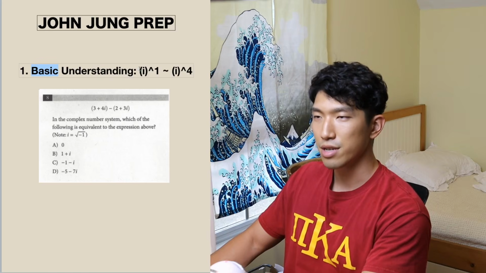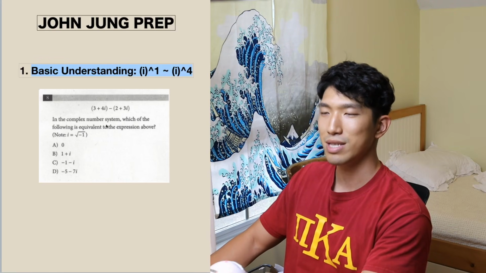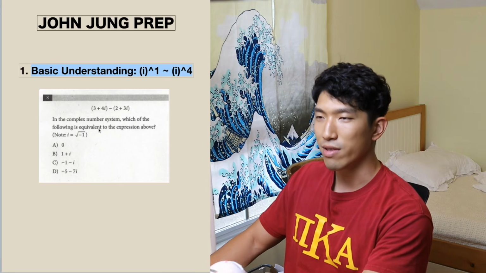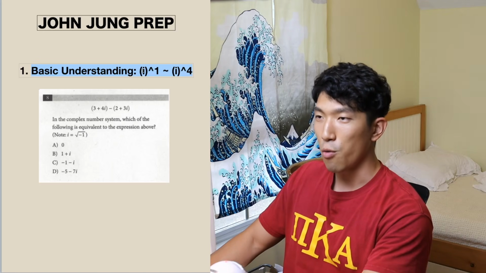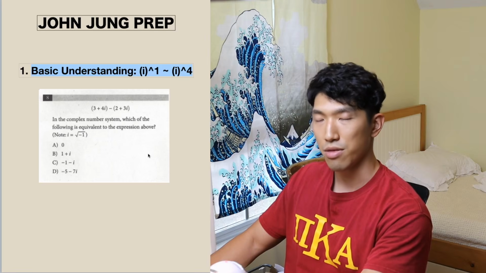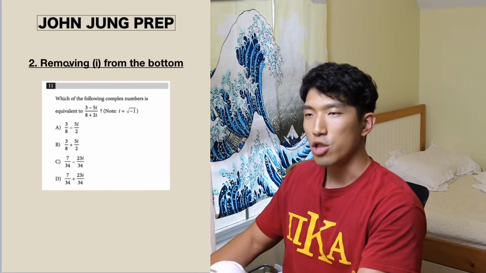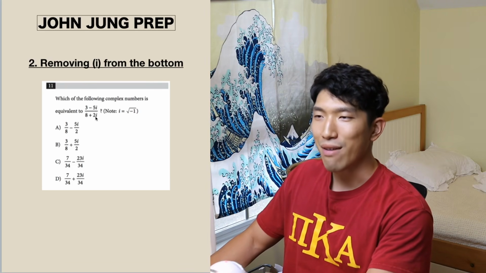So how does the first type show up on the SAT? They're going to give you a question like this, and you have to simplify the equation and find the equivalent form of the original one. As long as you know what i to the second is, you're going to know how to solve this question. i to the first, second, third, fourth, that's what you need to know, okay? And also, you want to know how to remove i from the bottom, and it's for questions that show up in this kind of format, okay? They are going to have an i at the bottom.